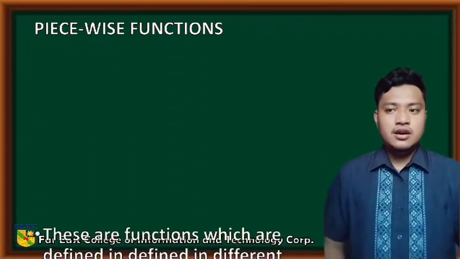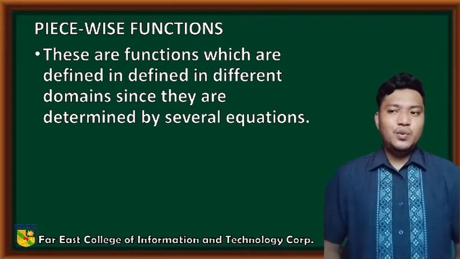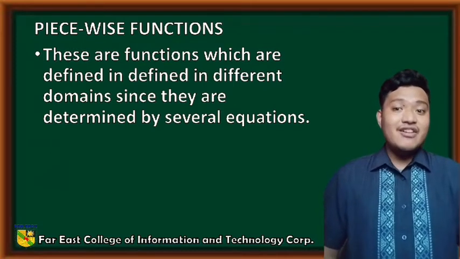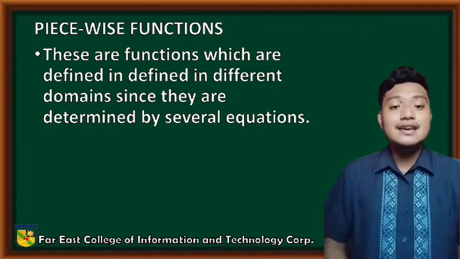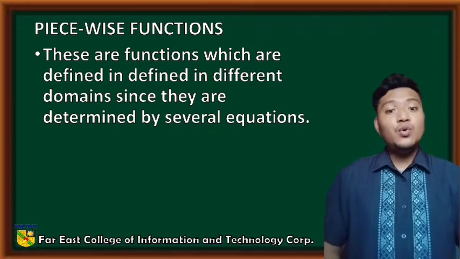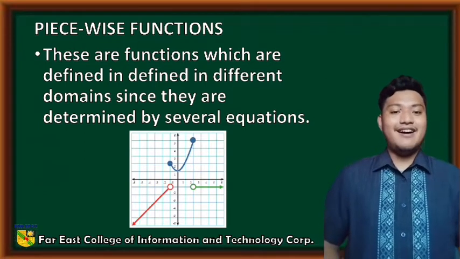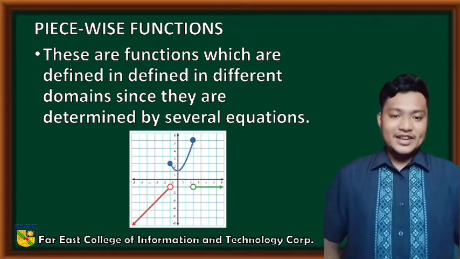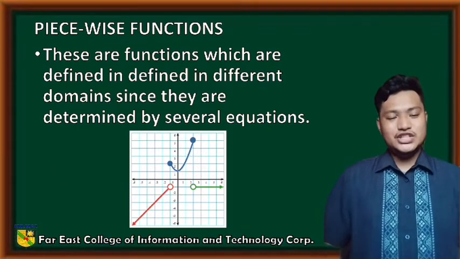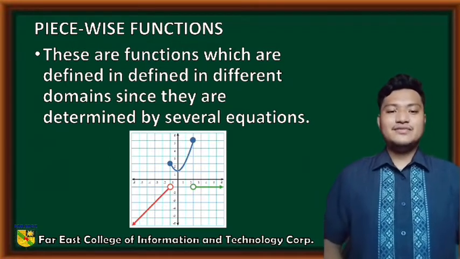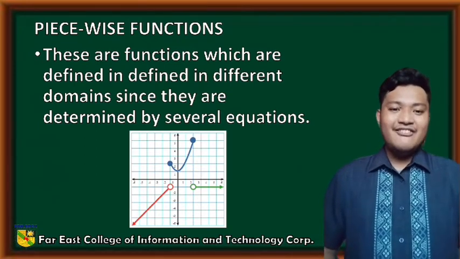Piecewise function. When you say piecewise function, these are functions which are defined in different domains since they are determined by several equations. Meaning, in the piecewise function, there are two or more functions. So, you can see in this graph, in every line, they have an equation. So, there are 3 lines. So, it means there are 3 equations. So, take note that the piecewise function has 2 or more equations related in function. Okay?